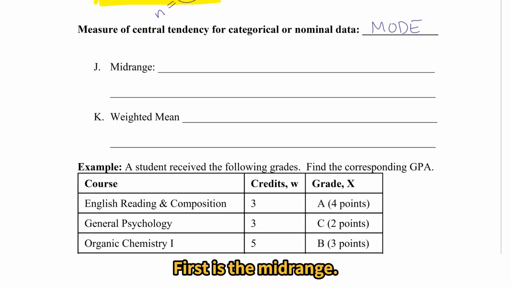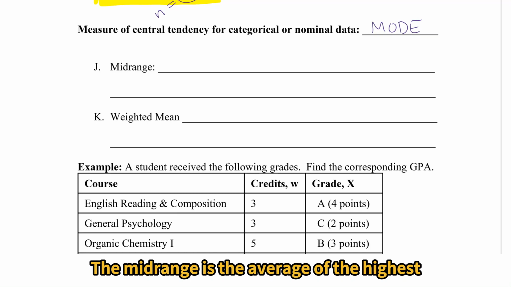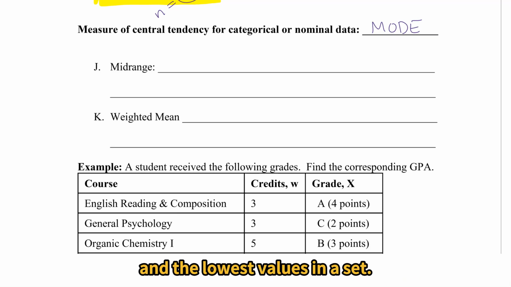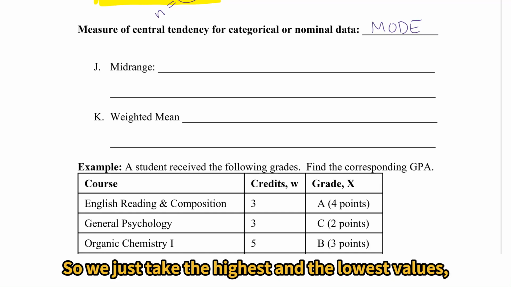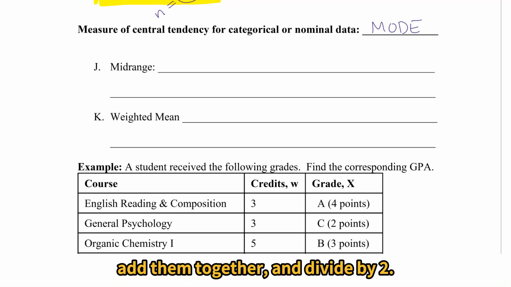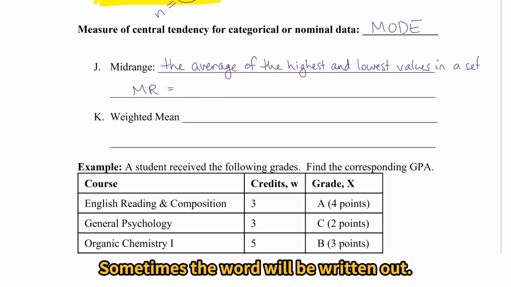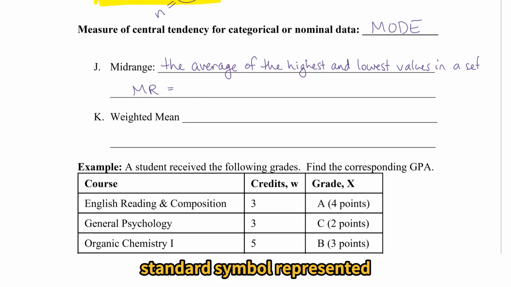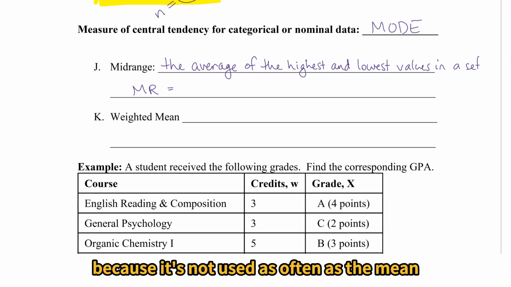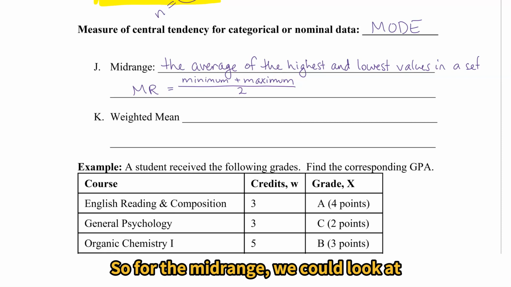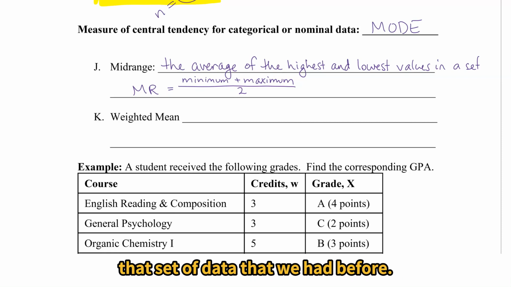First is the mid-range. The mid-range is the average of the highest and the lowest values in a set. So we just take the highest and the lowest values, add them together, and divide by 2. Sometimes we'll see the symbols MR for mid-range. Sometimes the word will be written out. This one does not have a standard symbol because it's not used as often as the mean or the median.